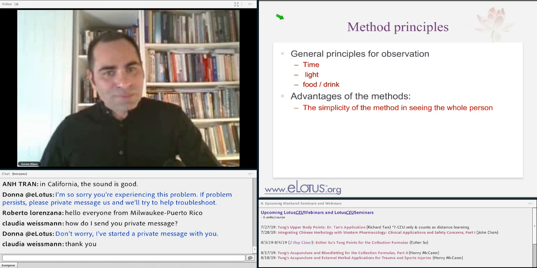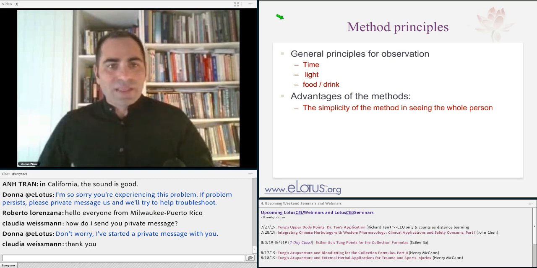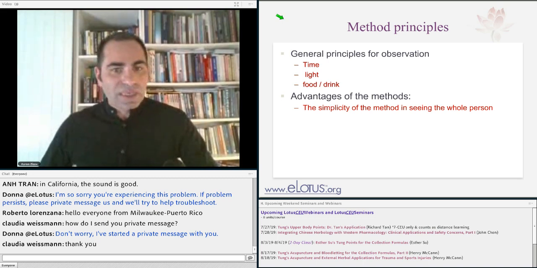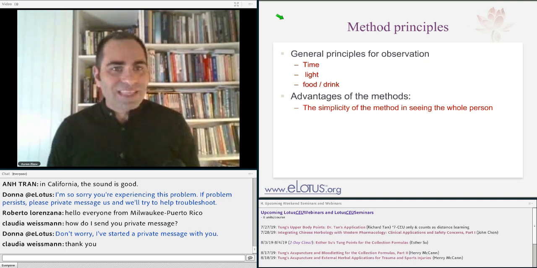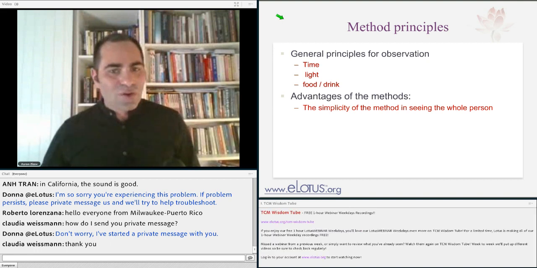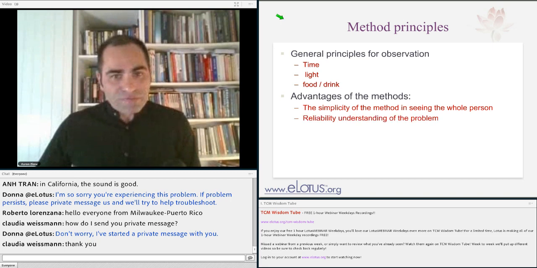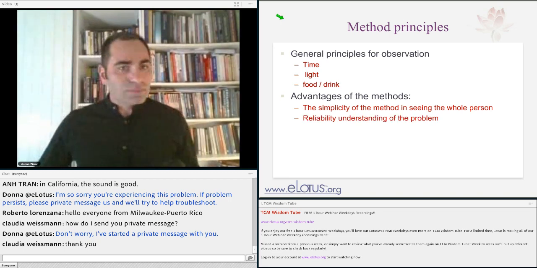So advantages of this method, we can say that it's very simple. Okay, it's what we see. We can't argue much about what we see in comparison to pulse diagnosis, for example, when you can have many ideas or imaginations about what you see. So it's very simple, very easy to do that. It's very reliable in understanding the problem, because again, what we see is what we have.